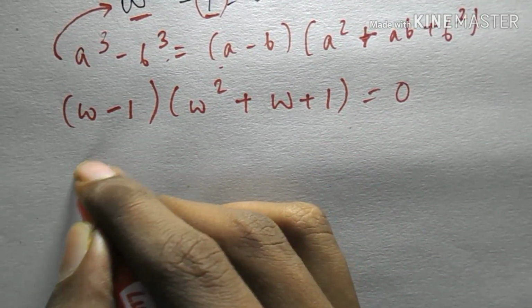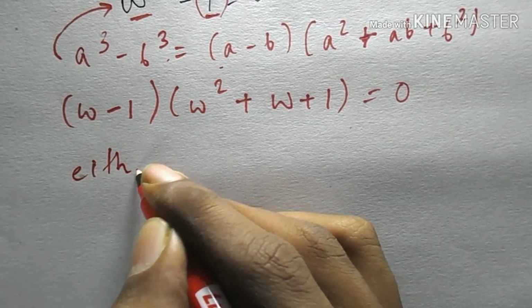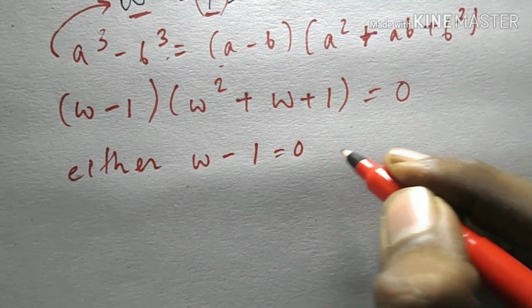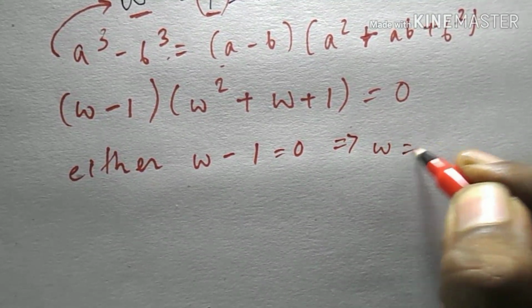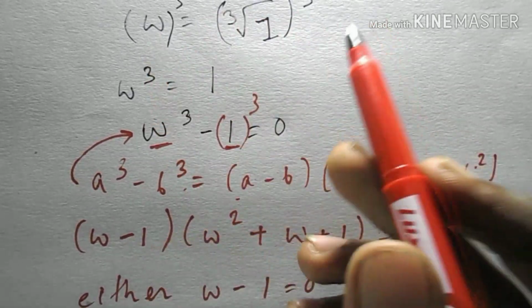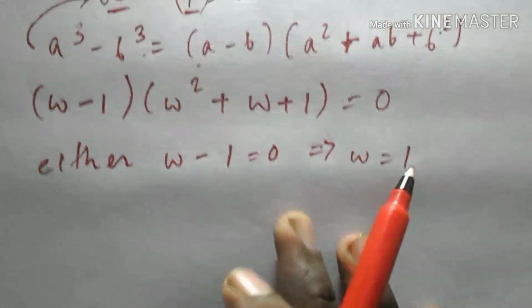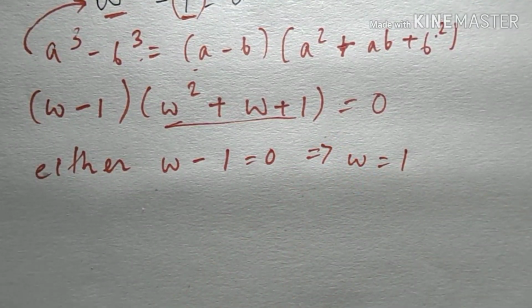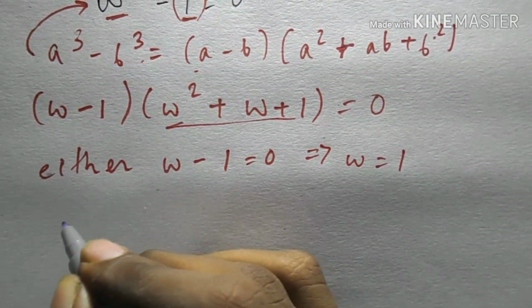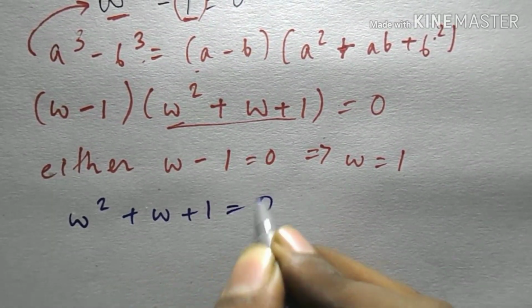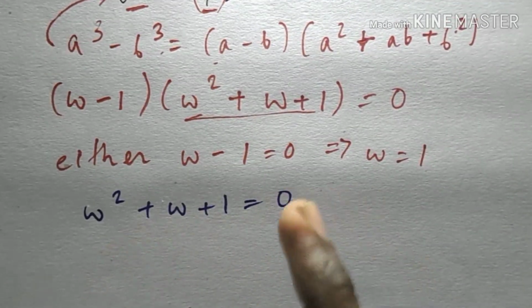So we can say that either omega minus 1 is 0, so from here we get omega equals 1. That's what we said, that the cube root of 1 is 1. That's what you might have thought. But we also have this form here: omega square plus omega plus 1 equals 0. Now see, this is a quadratic equation.